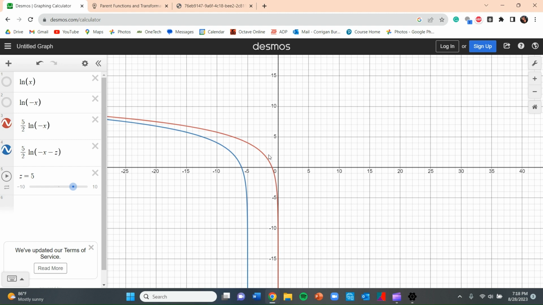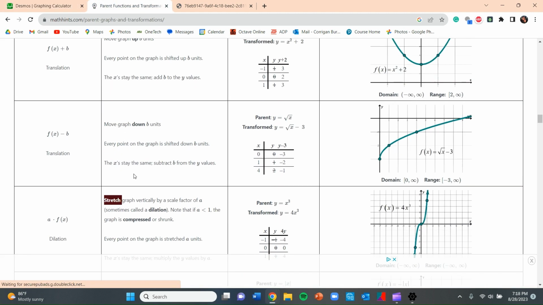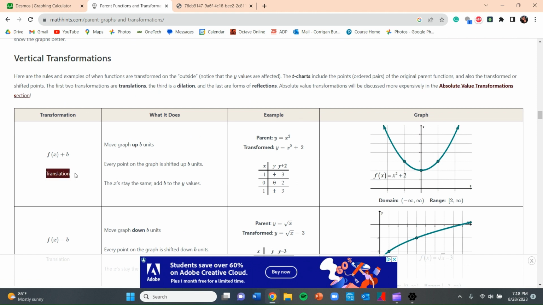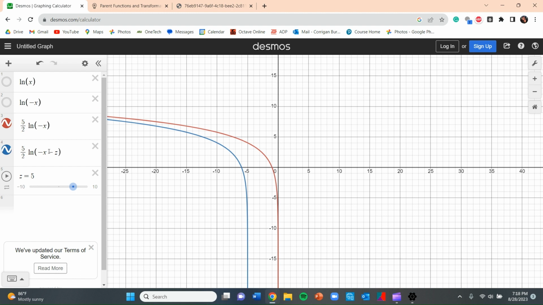So we're going to call this a translation. This translation is in this form right here. And usually we see this as moving our function up and down, but since it's contained within our natural log, you can actually see the effect that this thing has, and it moves it to the left by 5 units.